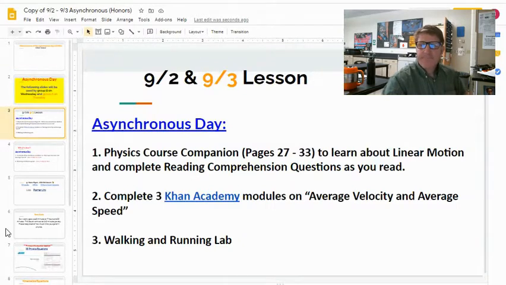So first off, the physics course companion, which I have a link to later on. You're going to read pages 27 to 33, and then complete a reading comprehension form, which is in Google Classroom, and I'll show you where that is in a moment. Then you're going to do 3 modules on Khan Academy, and you are going to complete a walking running lab with the members of your group. And so you're going to share data on this one, and I'll go over that in a moment.